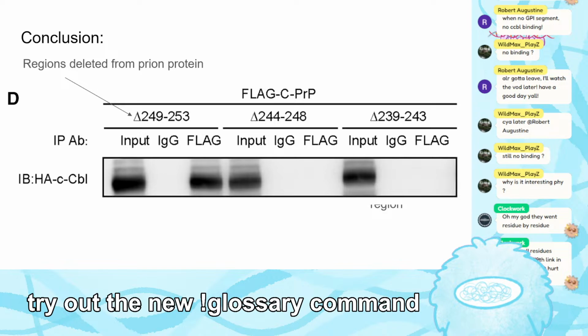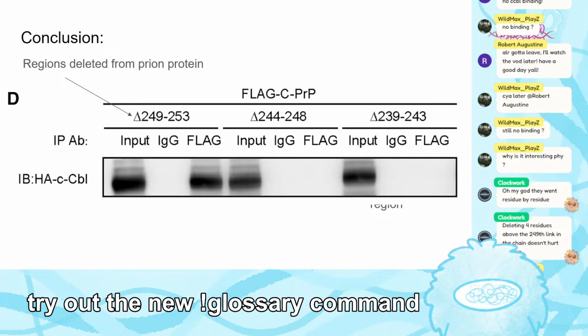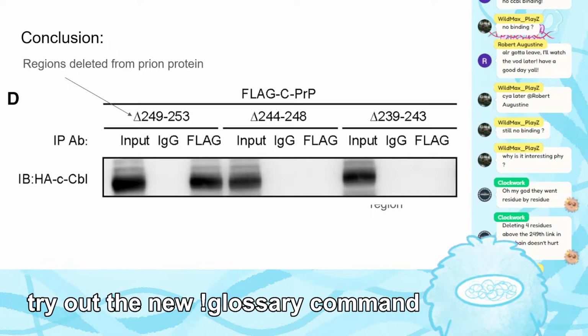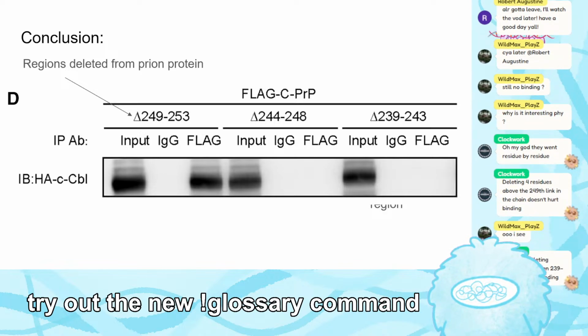Oh my God, they really went residue by residue. Yeah, it's not quite residue by residue. They deleted chunks. It's still a lot of work, but it's not like an alanine screen, which is huge. Yeah, what can we conclude here? Yeah, Clockwork. So deleting 4 residues above 249 doesn't seem to hurt binding.